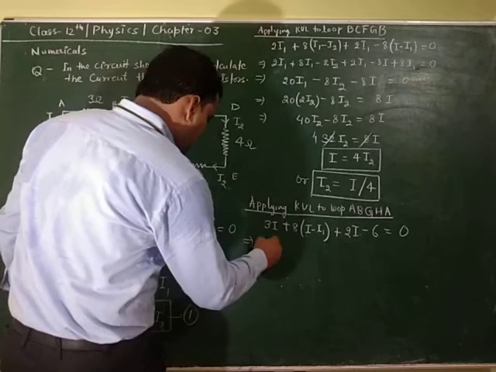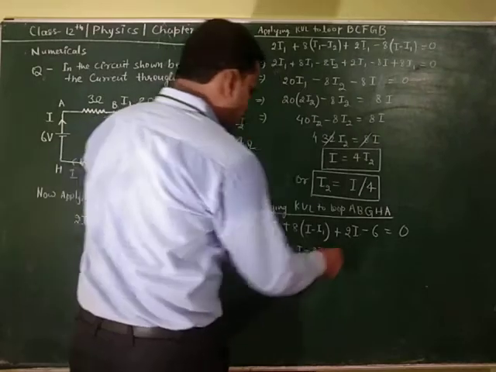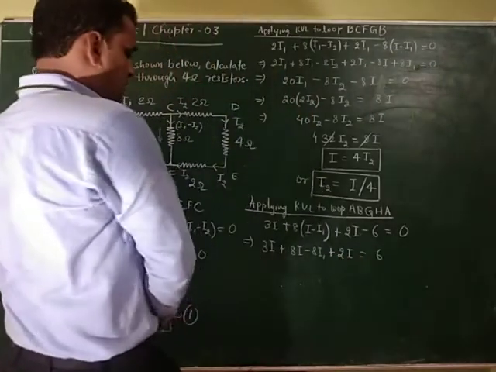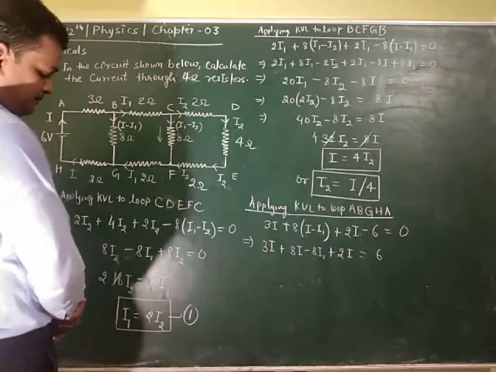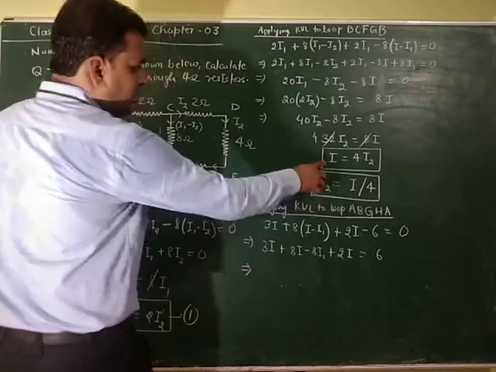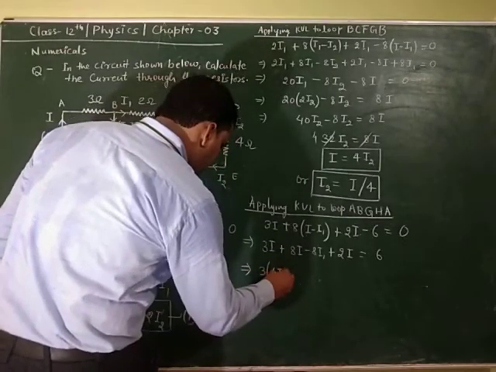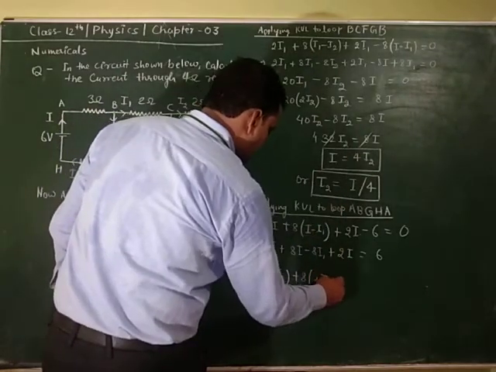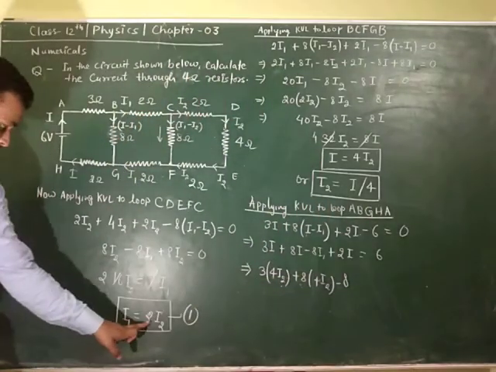So again 3I plus 8I minus 8I1 plus 2I is equal to 6. But here we have to calculate I2, so all the values must be in terms of I2. 3 into I is equal to 4I2. So here we have to write 4I2 plus 8 into, what is I equal to? 4I2 minus 8. What is I1? I1 is equal to 2I2.